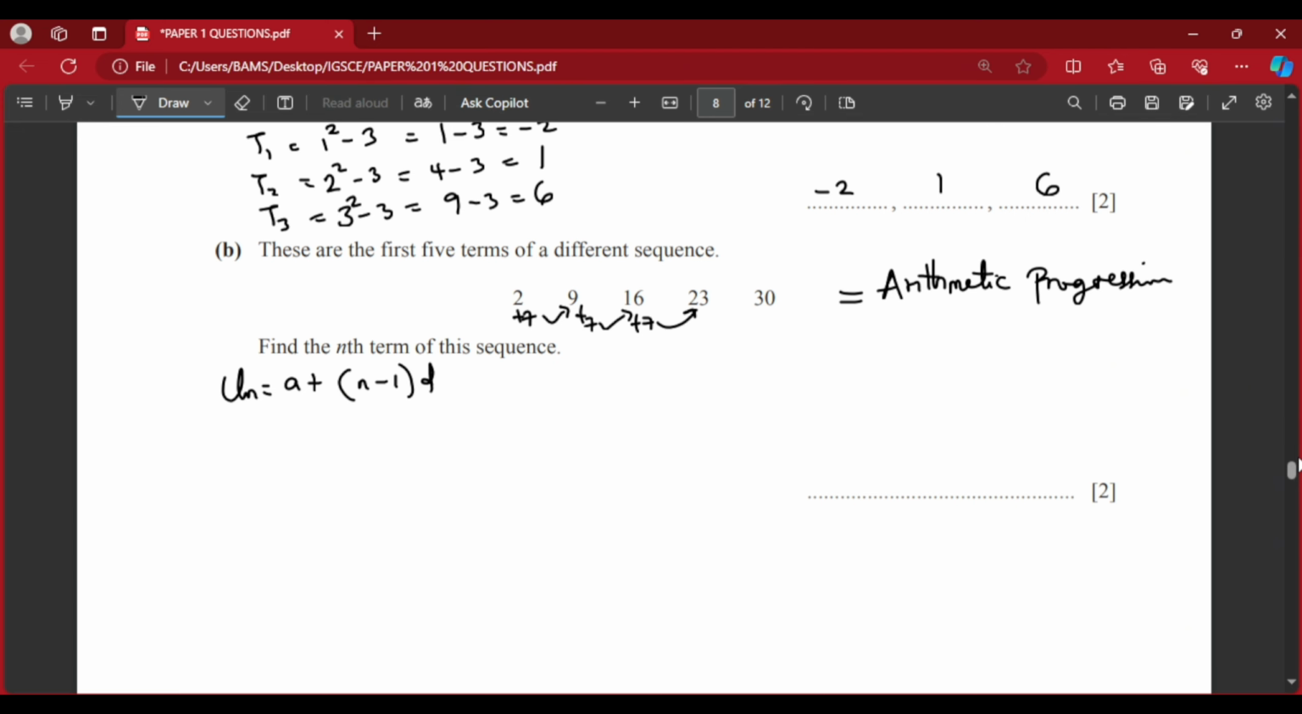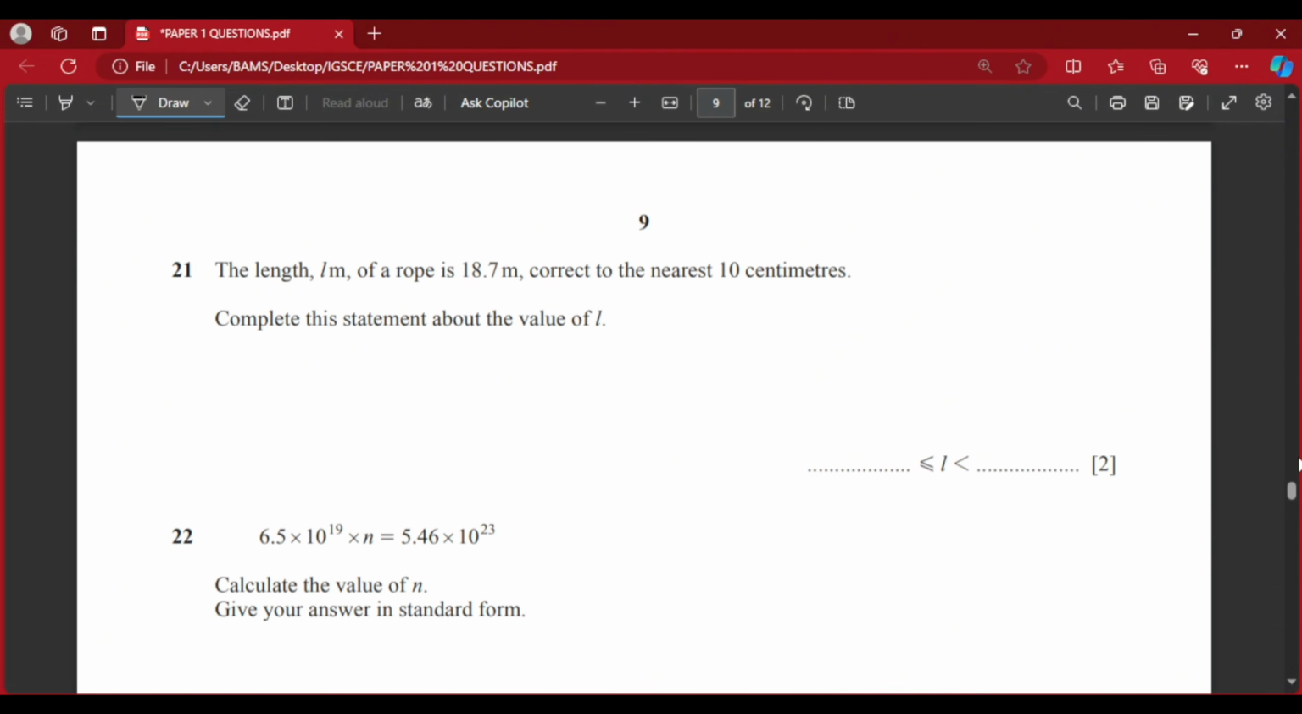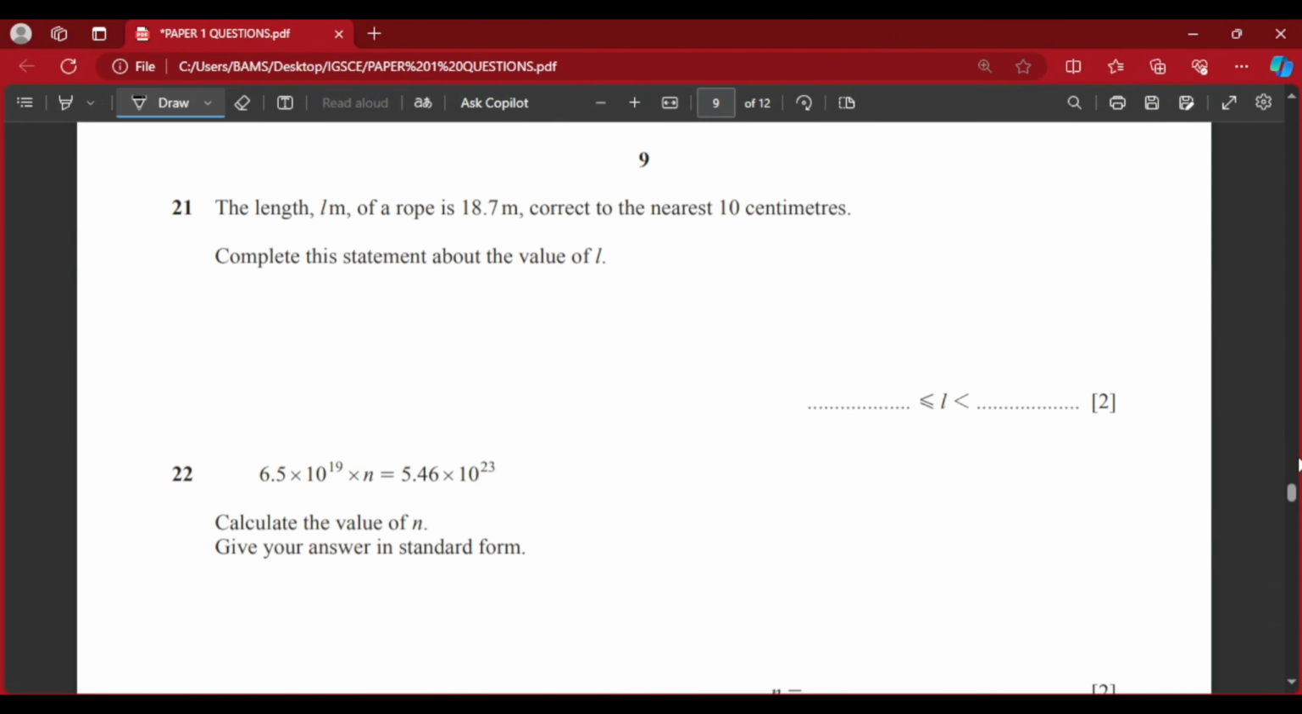So I will just say the nth term is equal to 2, which is the first term, plus n minus 1 times 7. Open the bracket, that will be 2 plus 7n minus 7. So that is 7n minus 5. And yeah, our nth term is 7n minus 5. Very easy, right? Okay, so let's see the next interesting question.